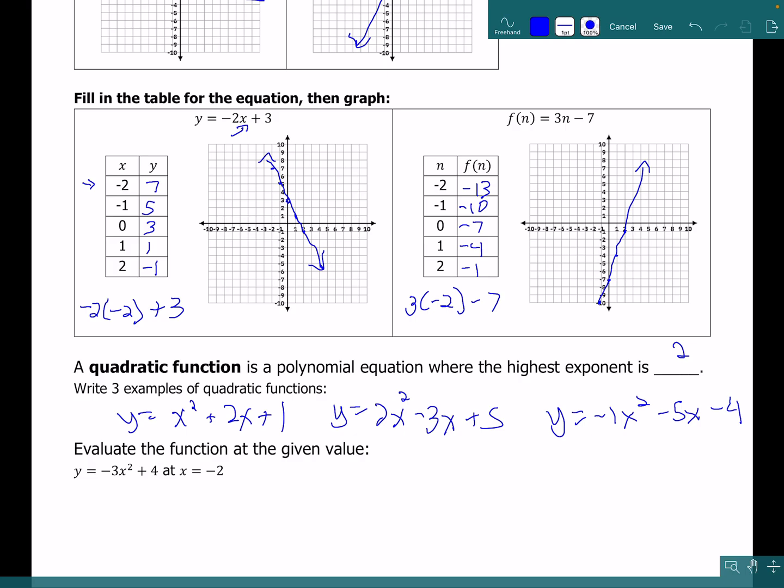Let's try evaluating one at a given value. So the function this time is negative 3x squared plus 4, and they want us to plug in negative 2 where the x is. So I'm going to rewrite this negative 3, but instead of x, I'm going to put in negative 2 in parentheses. And then I'll just finish writing out the rest of that equation. Negative 2 times negative 2 is positive 4. 4 times negative 3 is negative 12. And negative 12 plus 4 gives us y equals negative 8.